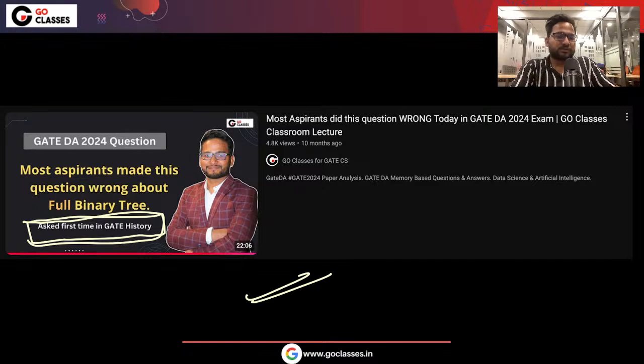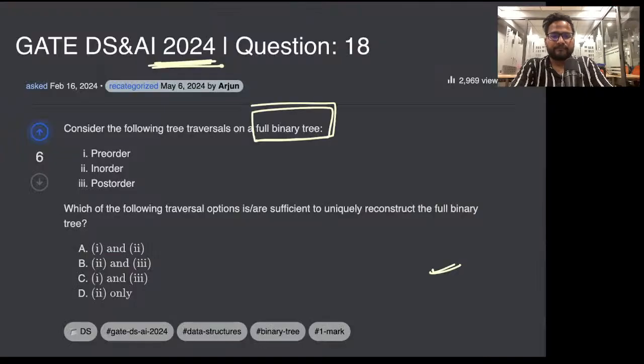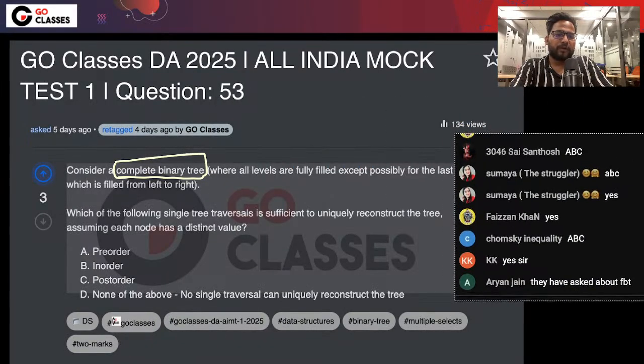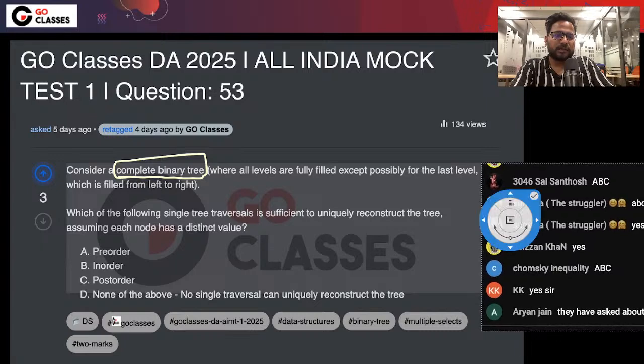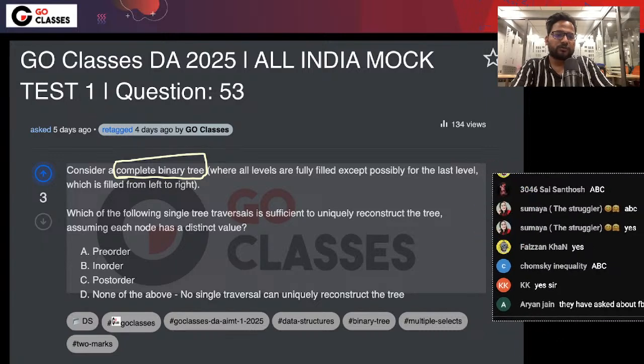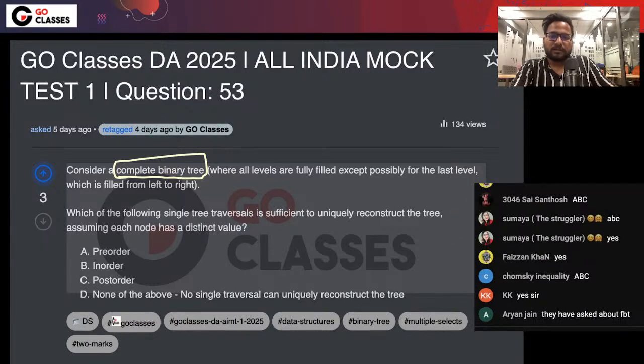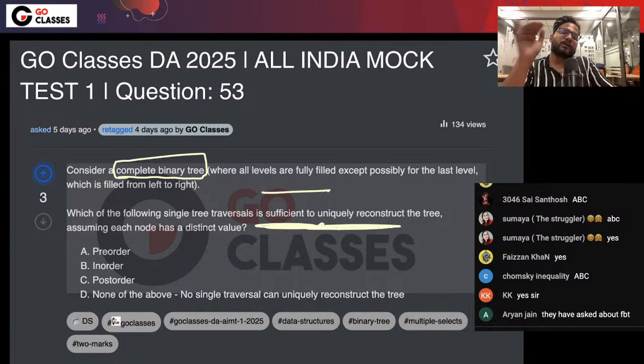So let's just see this question. Great, I'm really very happy to see that many of you have done this correctly. So you are saying ABC is the correct answer. That's really great to see. So in this question, what are they saying? Let's see. They are saying that you are given a complete binary tree, and you want to uniquely reconstruct this tree. Which of the following is sufficient to uniquely reconstruct this tree?